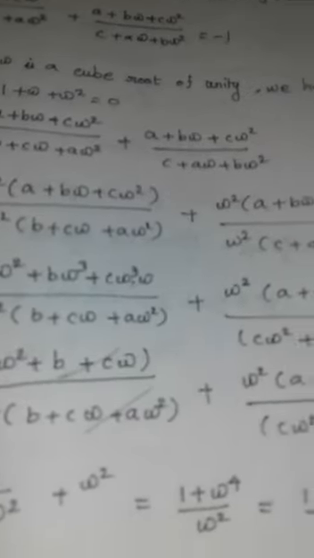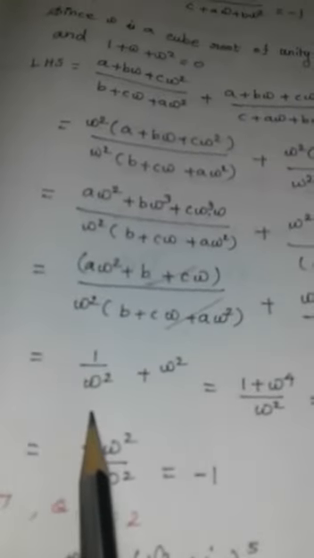We know that omega cube value is equal to 1. Then I write a omega square plus b omega, because omega cube value is equal to 1. This also is the same, c omega. Listen children, the numerator and denominator have the same values, that's why I cancel it. Here omega square a, b omega plus c omega square. Listen, omega cube value is equal to 1, so a only. Both are the same, so cancel it.